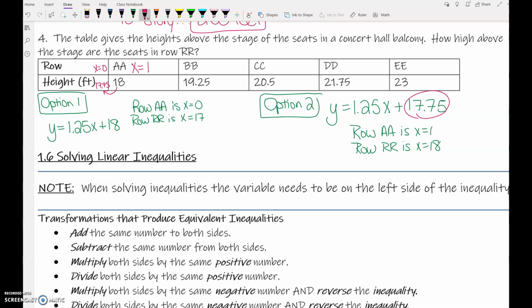Another way to do this is just type it in your calculator or draw it out or write out the pattern until you get to row RR. Just pointed out to me that sometimes my mental math is awful. If you subtract 1.25, that would make this 16.75, which would make this right here 16.75. Then if you plugged in 18, you would get the correct value. It's really good when my students watch my math because sometimes I make mistakes.